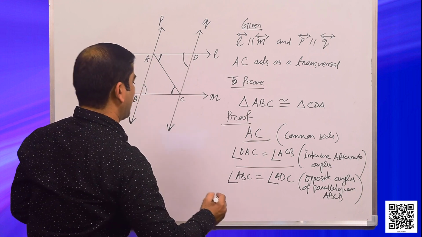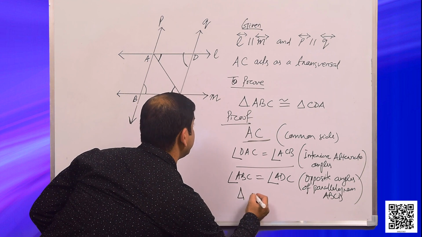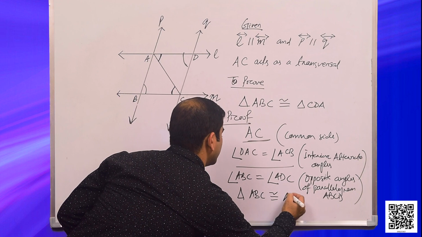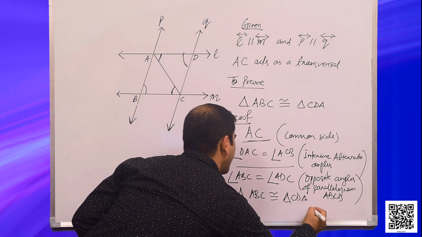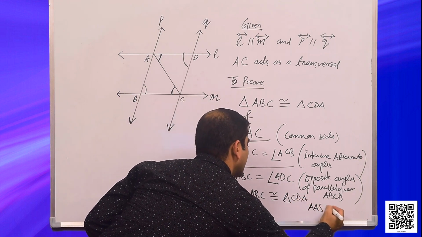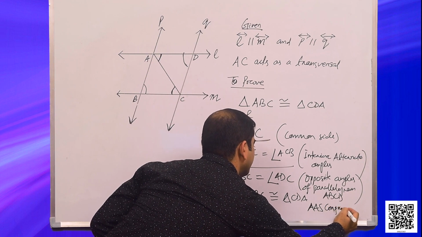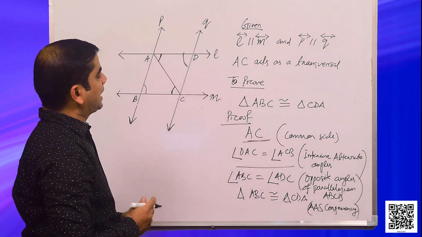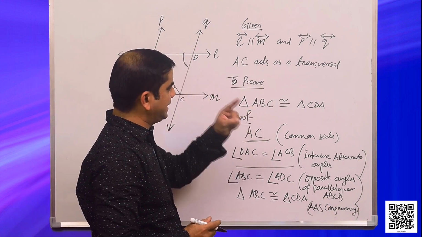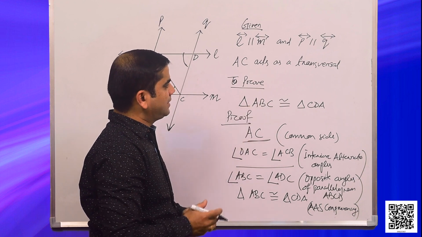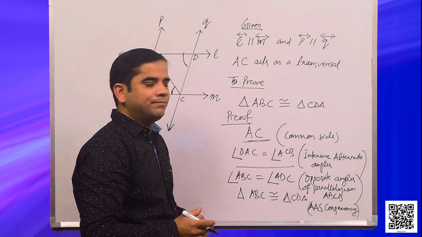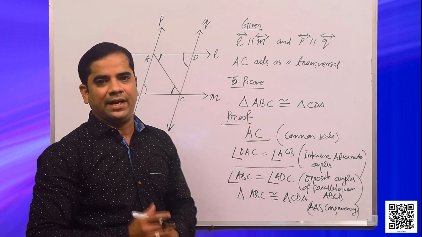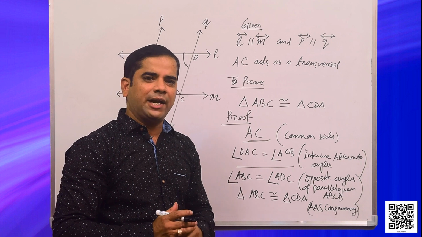So now we can say that triangle ABC is congruent to triangle CDA by AAS congruency. So we have proved that triangle ABC is congruent to triangle CDA. Fine. Hope you understood it.